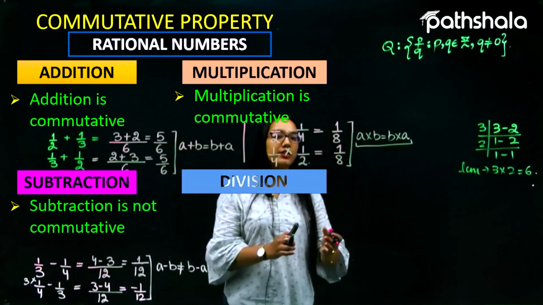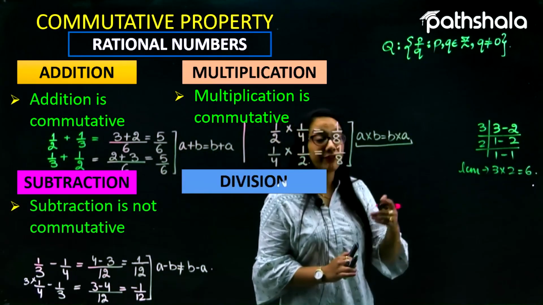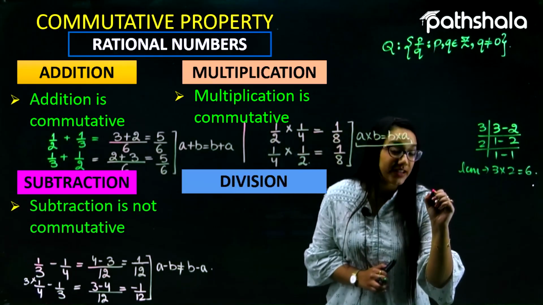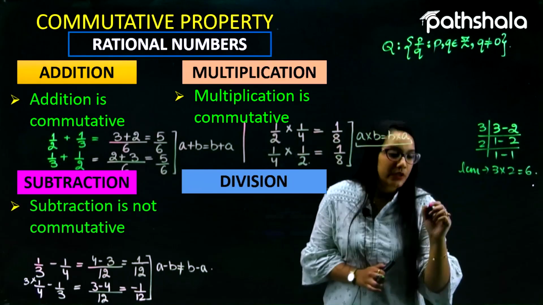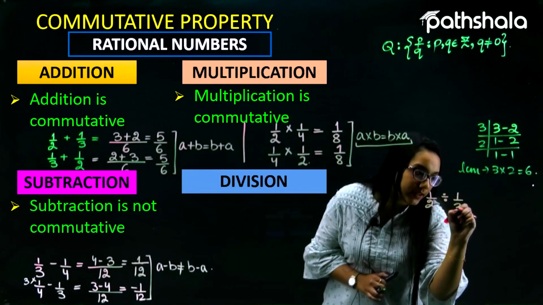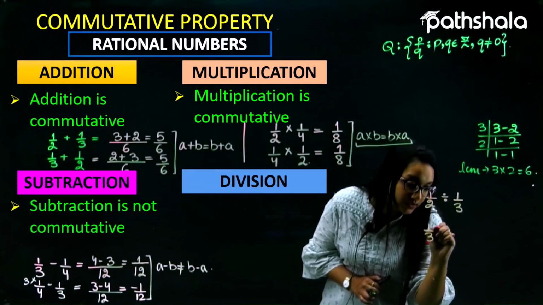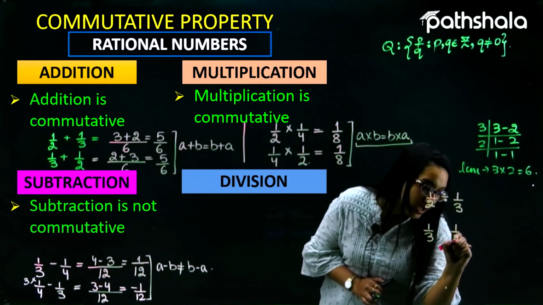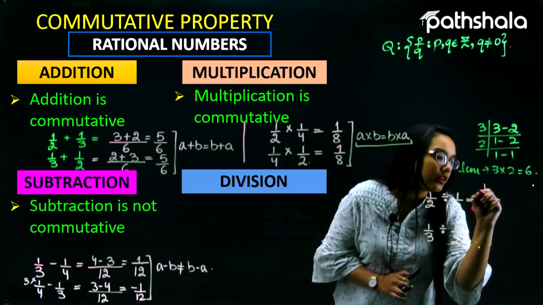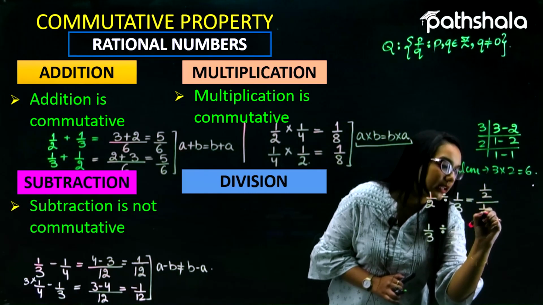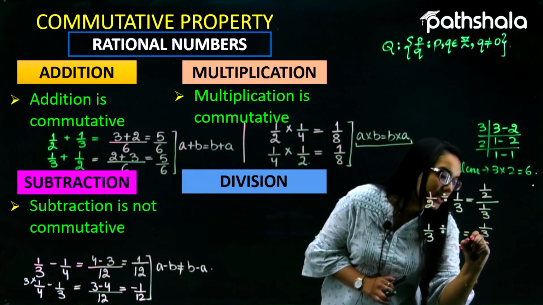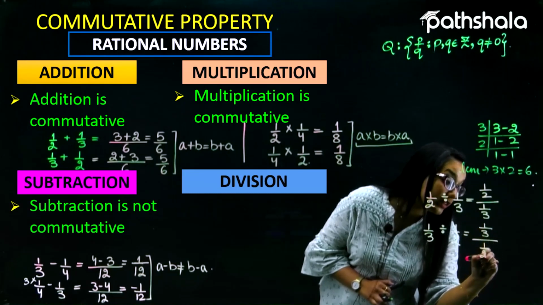So for the division, let us suppose we are taking any two examples. If I am taking the example as 1 by 2 and 1 by 3, then I'll divide 1 by 2 and 1 by 3 in different orders, let us suppose 1 by 3 divided by 1 by 2. Let's check out the answer. In the first case, it will be 1 by 2 in the numerator and 1 by 3 in the denominator. For the other case, 1 by 3 is in the numerator and 1 by 2 is in the denominator.